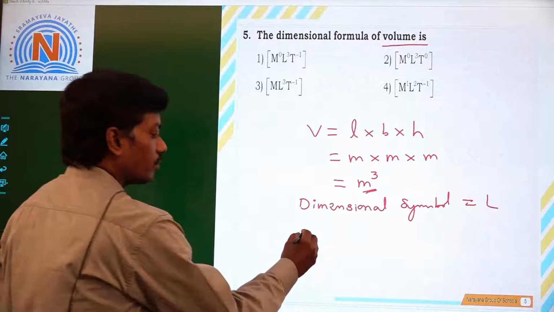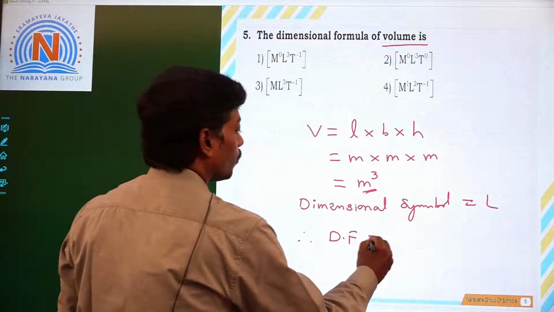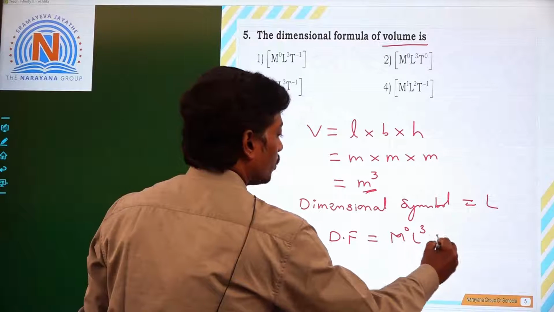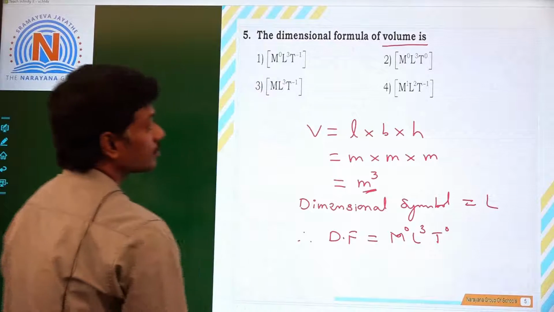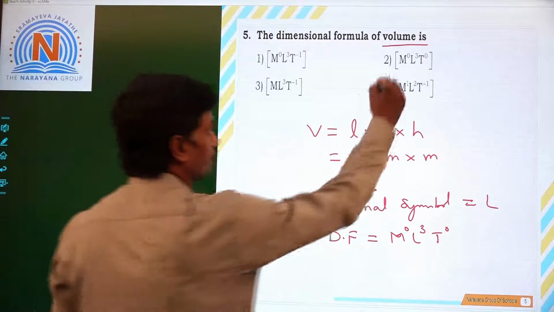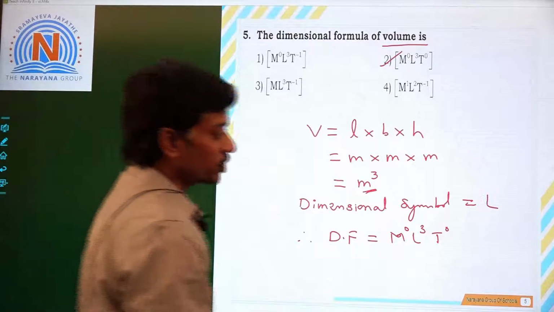Therefore we do not have the other quantities. So the dimensional formula of volume is M power 0, L cube and T power 0. Now according to the options, M power 0, L cube and T power 0. So that's why second option is correct. This is the fifth question students.